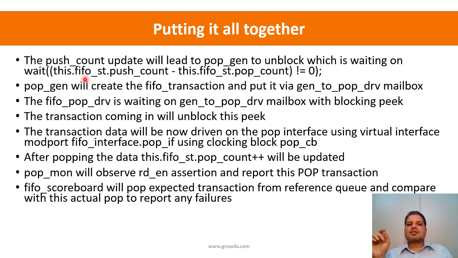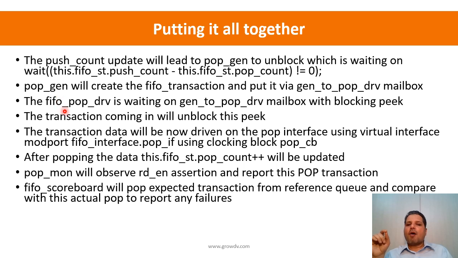Next, the push count update in that FIFO state will unblock the pop gen, right? The pop gen was waiting on this FIFO state push count minus pop count to be not equal to 0, right? Since the push count now became 1, this is not equal to 0. So now the pop gen will get activated, and it will create a FIFO transaction, and push it into the gen to pop DRV mailbox.